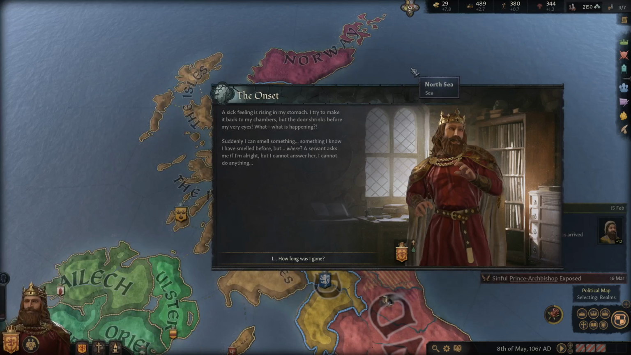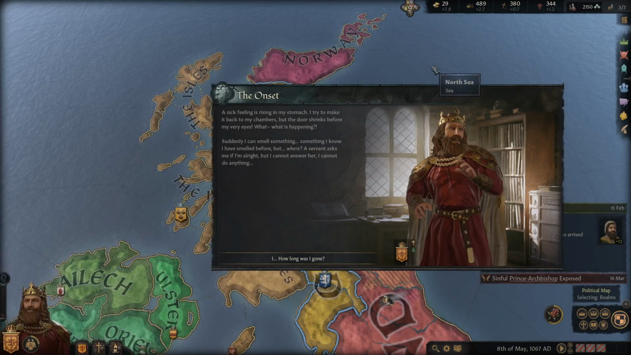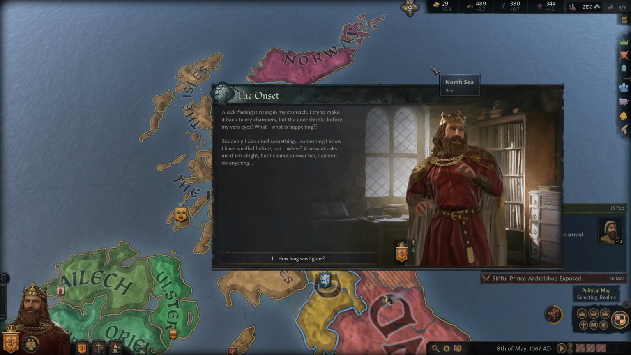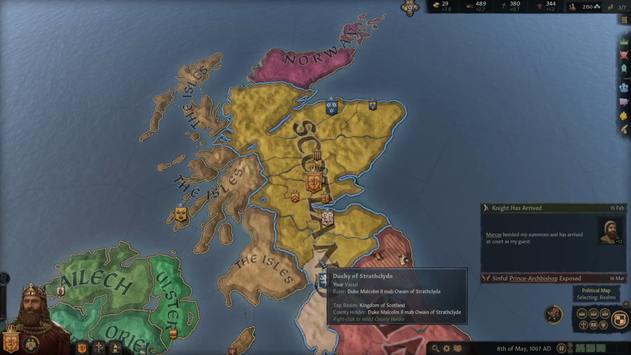Uh-oh. The onset. What is this? A sick feeling is rising in my stomach. I try to make it back to my chambers, but the door shrinks before my very eyes. What is happening? Suddenly I can smell something. Something I know I have smelled before. But where? A servant asks me if I'm all right, but I cannot answer her. I cannot do anything. How long was I gone?